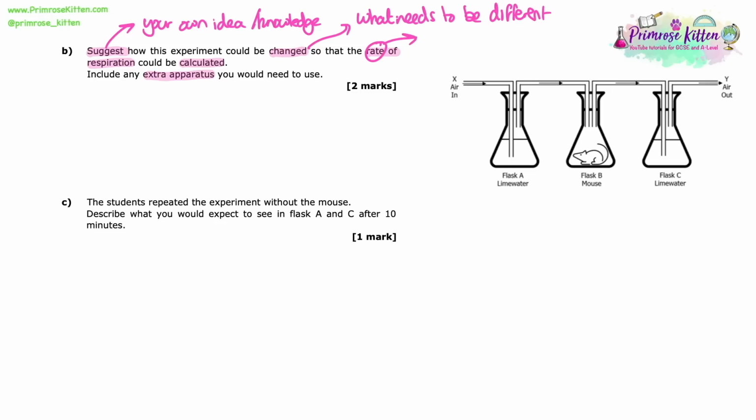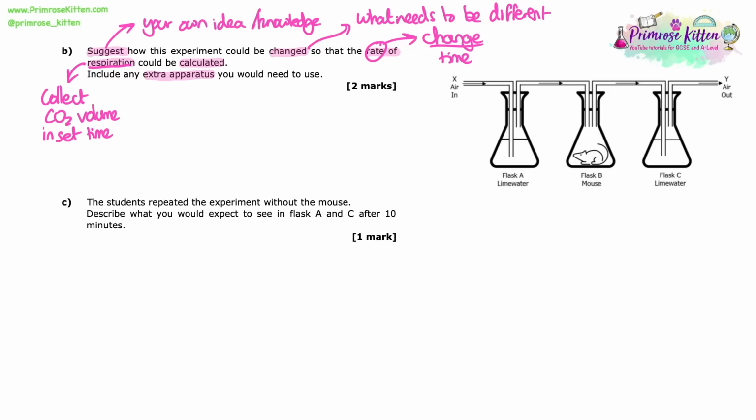And they're asking what needs to be changed. So what needs to be different? What do we need to do with this setup? Because it's asking about apparatus, that means it's asking about pieces of equipment that might need to be different in order to calculate the rate of respiration. So remember, rate equals change over time. So we would need to measure something, get a number, measurement, and then divide it by the amount of time. So if we're doing respiration, we want to measure the rate of respiration. Normally we do that by collecting the products.